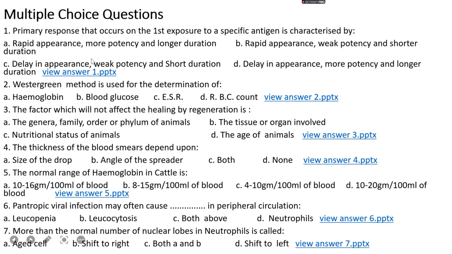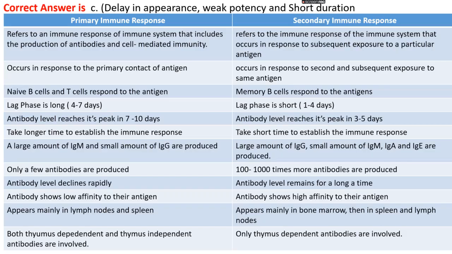The right answer is option C, that is delay in appearance, weak potency, and shorter in duration. Okay. The primary immune response to the primary contact of antigens is delayed in appearance, weak in potency, and has shorter duration. Okay. Let's see the difference between primary immune response and the secondary immune response.